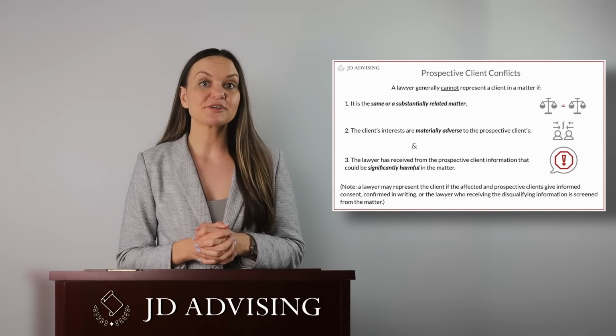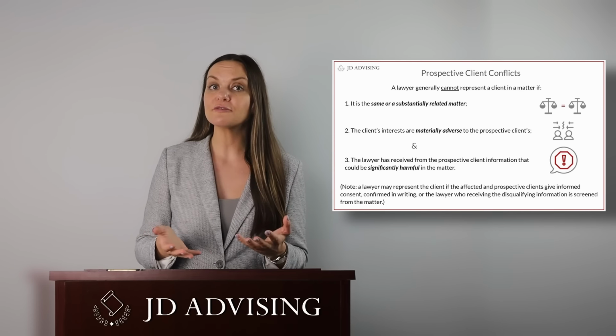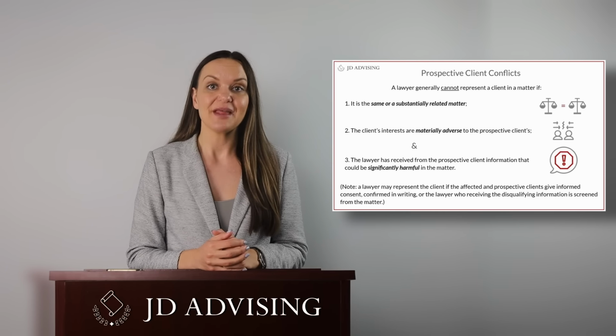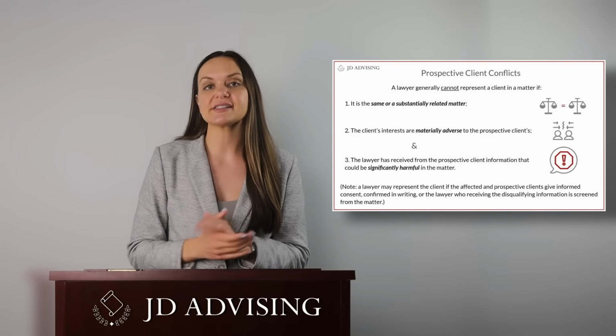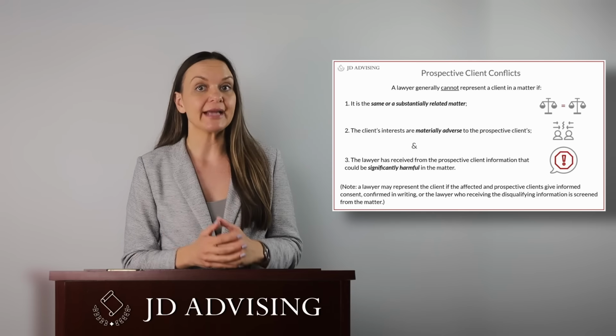So getting back to that prospective client conflict rule, how do we get around this conflict? Well, the first way we could get around it is getting consent from those affected parties. So this means both parties give their informed consent confirmed in writing. The second option is a screening option.